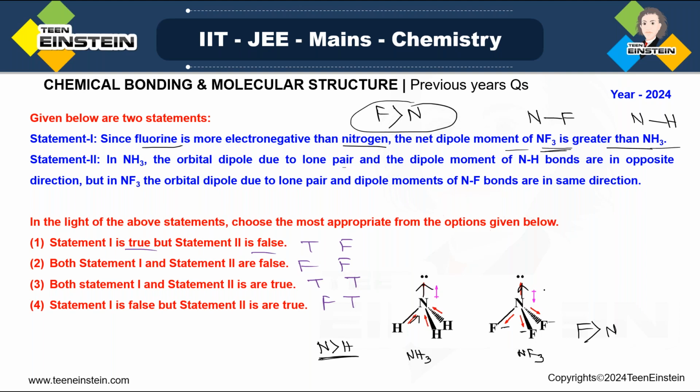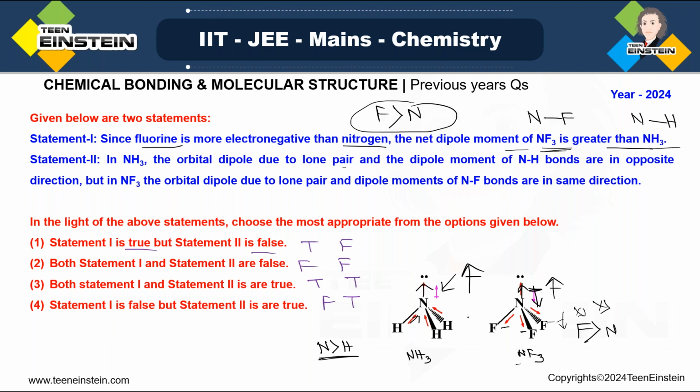So overall what is happening? This direction is towards lone pair and all these three directions are towards nitrogen. As a result, the resultant dipole moment, that's the overall net dipole moment, which is indicated by this pink colored arrow, that is basically downward for NF3. This is downward overall, but for NH3, all the directions of individual dipole moments are towards the same side. So overall direction is like this.